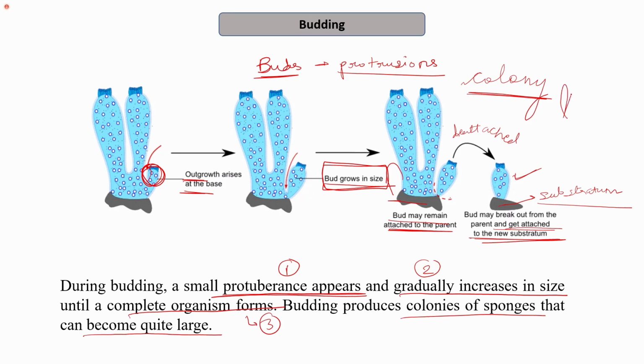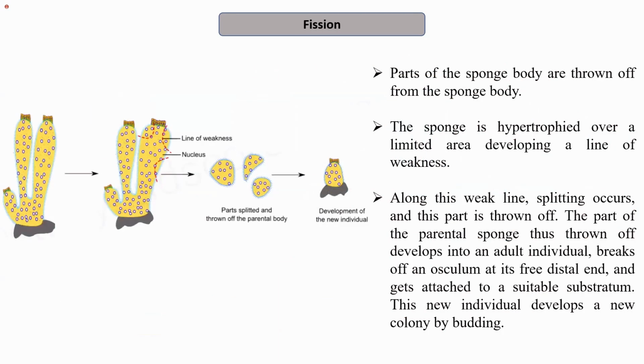Where different organisms are attached to the same substratum, or the base, right? So they may lead to the formation of a colony or colony-like structures. Budding produces colonies of sponges that can become quite large if the bud does not break out from the parent cell. The next is the process of fission.